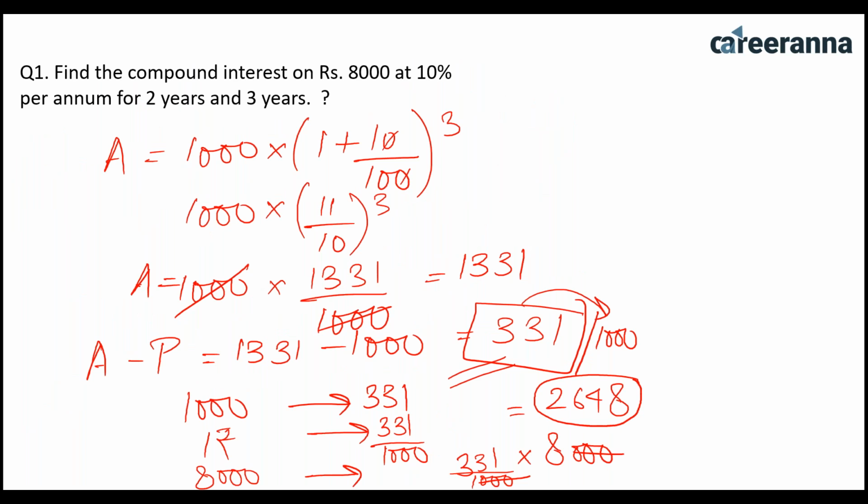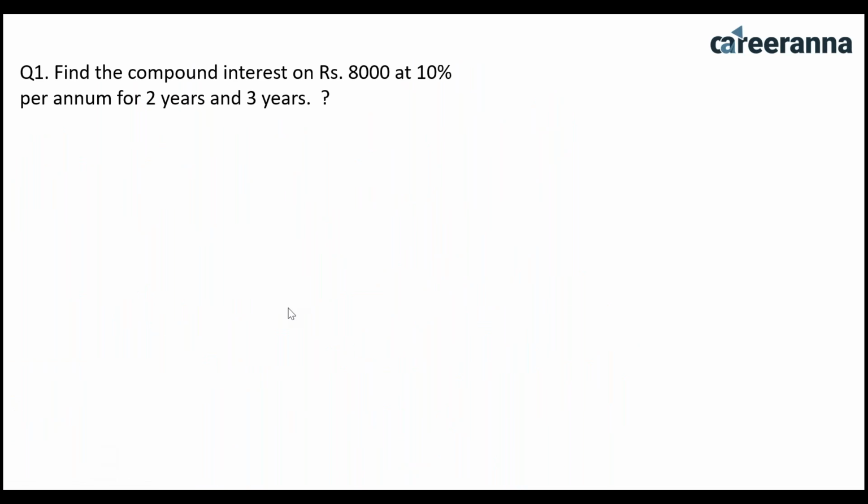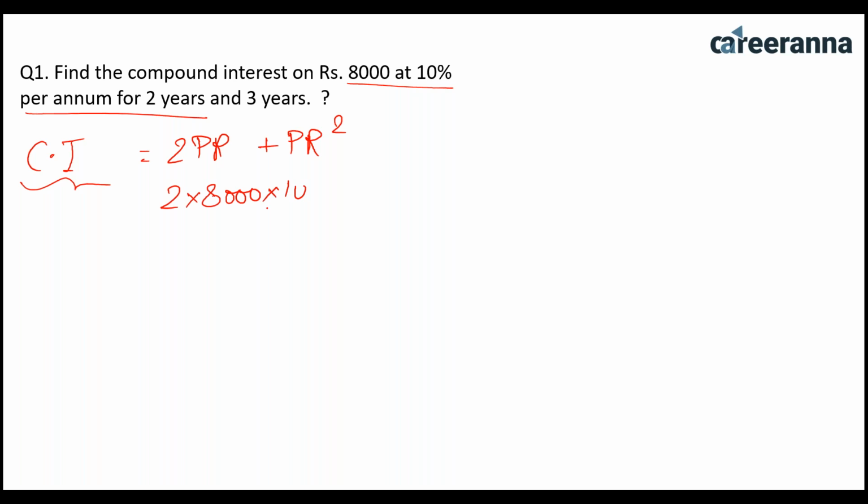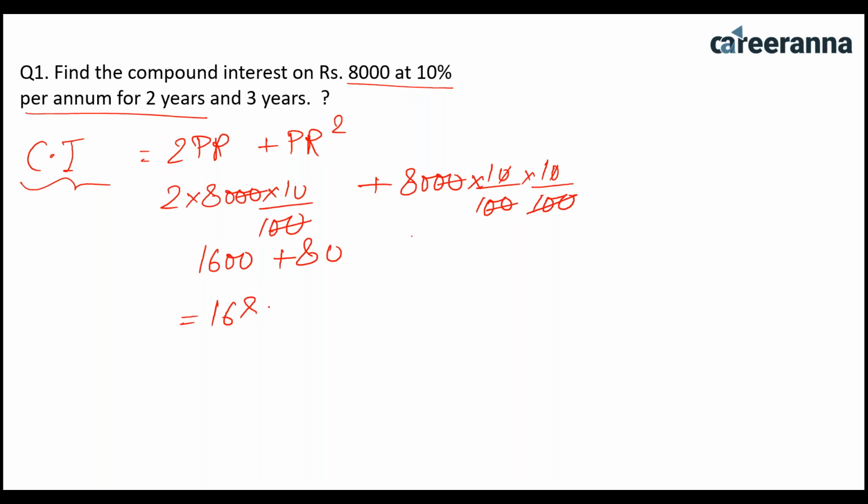So let's take this question again. Find the compound interest on 8,000 rupee at 10% per annum for 2 years. So for 2 years, I know my compound interest is going to be 2PR plus PR square. Now 2PR, 2 into principal 8,000 rupee, rate 10%. So 2 zeros cancel out. 160, this will be 1600, right? 1600 plus PR square. This will be 8,000 into 10 upon 100 into 10 upon 100. So 2 zeros cancel out, 2 zeros cancelled out. This will be 80 plus 80. My answer is 1680.